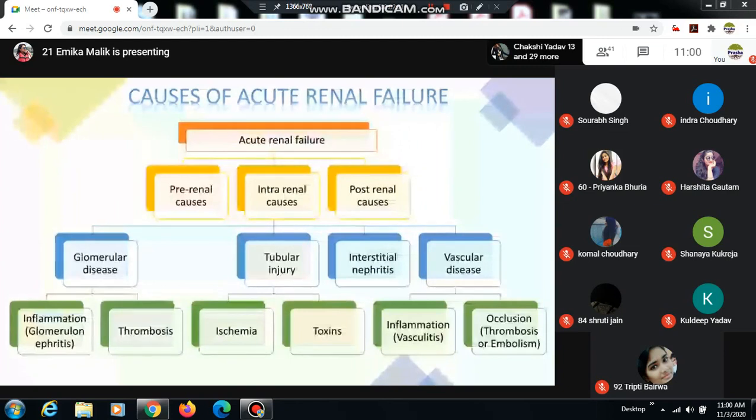Glomerular disease is caused by two types: inflammation in the glomerulus and thrombosis in the blood. Tubular injury is due to tubular necrosis, or due to some kidney toxins. Interstitial nephritis is when the space between the tubules inside the kidney becomes inflamed and reduces the ability to filter properly. Vascular disease is caused by inflammation of the vessels or embolism, a sudden blockage of an artery by a blood clot.